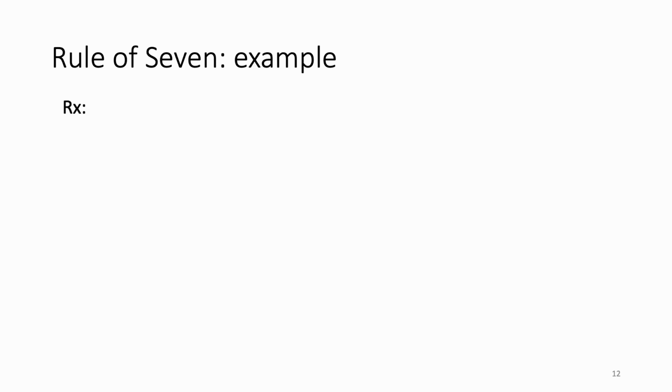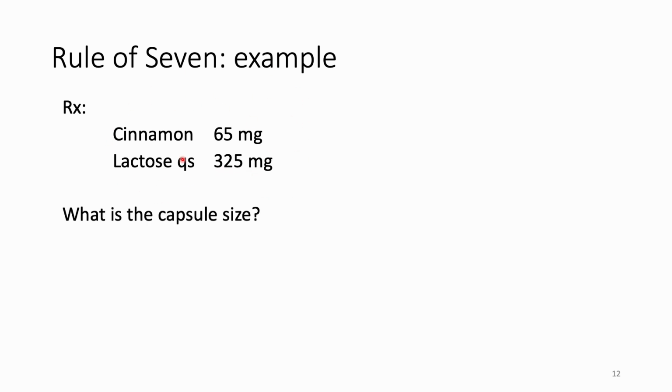This is an example of the rule of 7. For example, you have a prescription: cinnamon 65 milligram, lactose QS 325 milligram. So in this prescription, the amount of cinnamon is 65, and you add lactose to add a sufficient amount to make 325 milligram. So the total amount of capsule is 325 milligram. What is the capsule size?